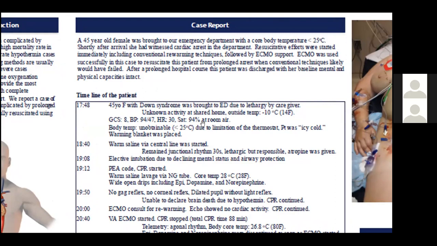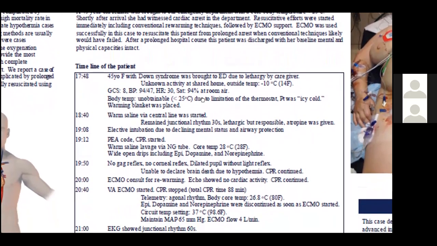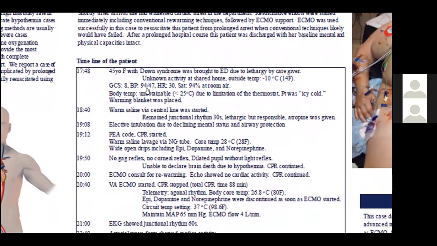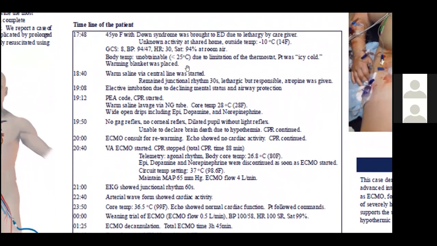Initially, when the patient was brought in, she had a GCS of 8, BP of 94/47, heart rate of 30, and saturation of 94% on room air. They started by checking the vitals. The initial temperature was less than 25 degrees centigrade. At 18:40, they started warm saline via central line, and during this time there was a junctional rhythm of 30.